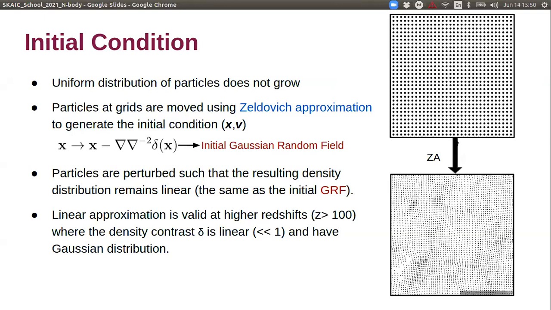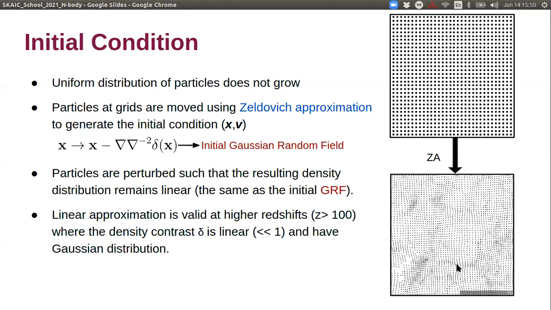So that's why we need some slight perturbations, which we generate using the Zeldovich approximation, where we displace every particle from the grid location by an amount which is given by this, where the delta x is some initial Gaussian random field, for which we know the analytical solutions. Using that, we compute the displacement of each and every particle, and then we displace it. It will look something like this.